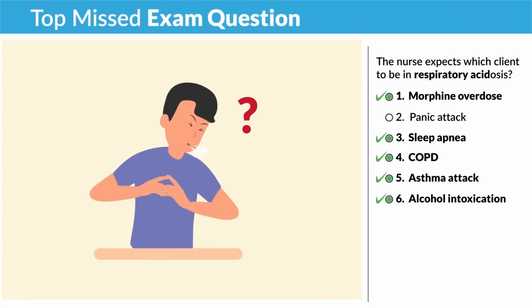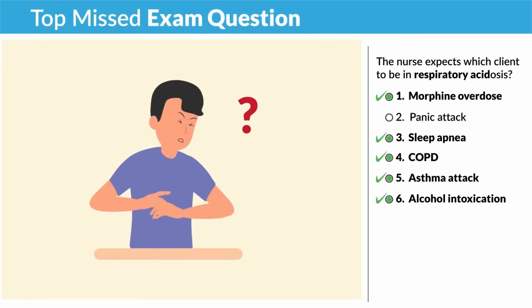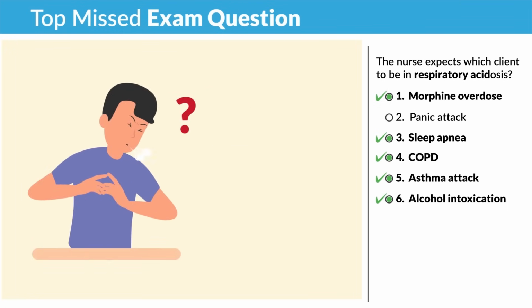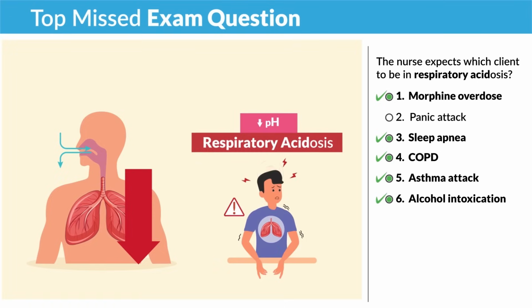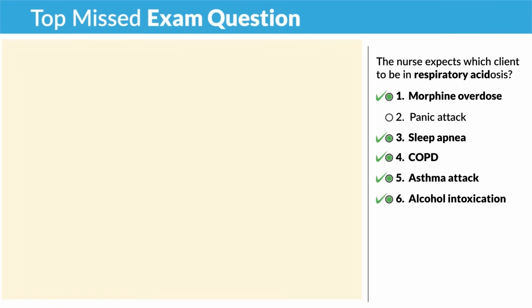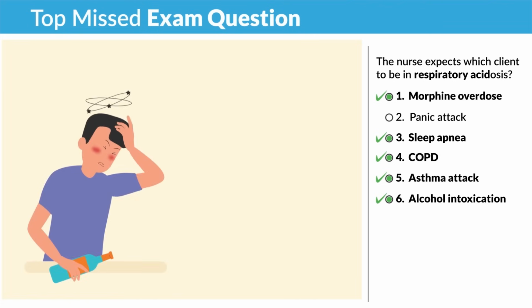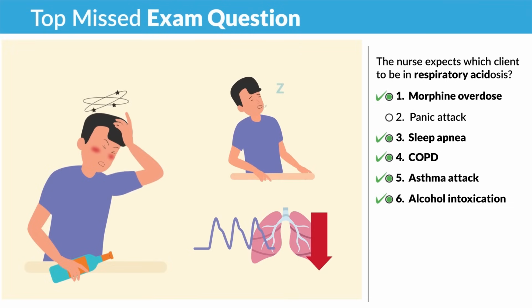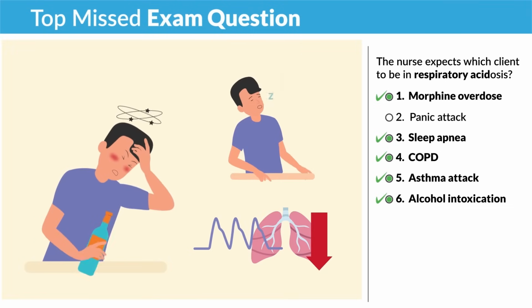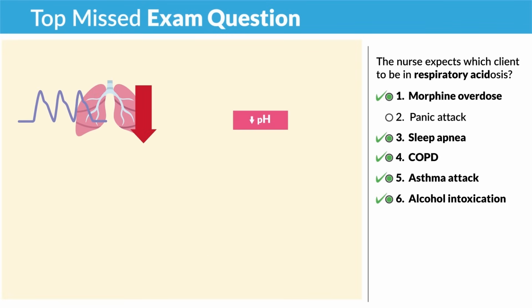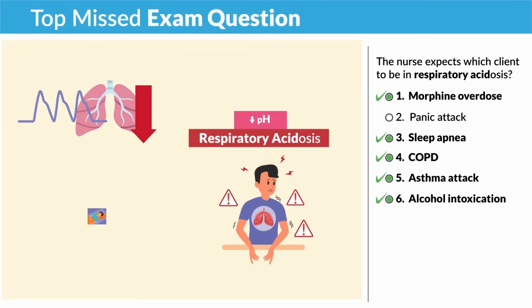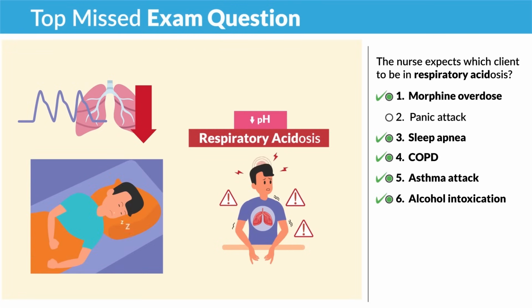So an asthma attack, you have to ask yourself, can they breathe? Well, no. Is that good gas exchange? Well, then no. So we have low and slow airflow, putting us into acidosis. And 6 was a little bit of an easy one here. Alcohol intoxication. Yes, alcohol is a depressant, making the respiratory rate low and slow, putting us into hypoventilation with acidosis. Remember, always sleepiness is like snoring for acidosis.